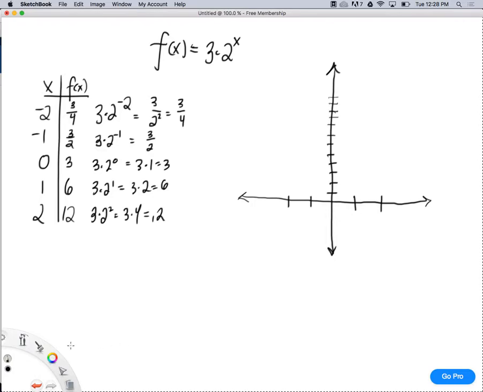Okay, go ahead and plot your points. Negative 2, 3/4, that's here. Negative 1, 3/2 is here. 0, 3 is here. 1, 6 is here. And 2, 12 is here. And you've got your function.